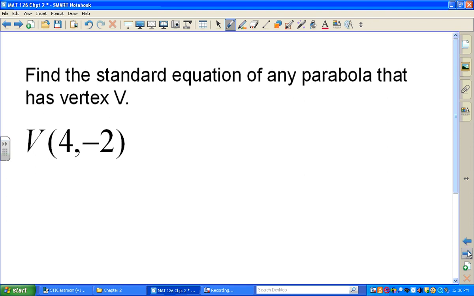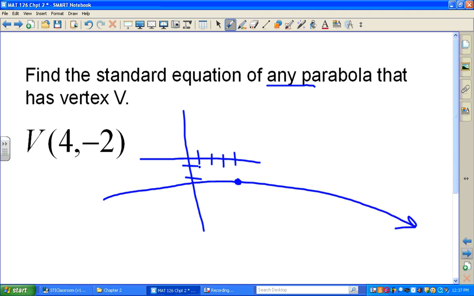Oh, it says any parabola. What do you think any means? Any parabola that goes to that vertex. So the vertex is going to be at 4, -2. 1, 2, 3, 4, 1, 2, dot. Any vertex you can think of. I'm thinking of one like this. That is a wide one. It takes up a lot of space. Which vertex are you thinking of?